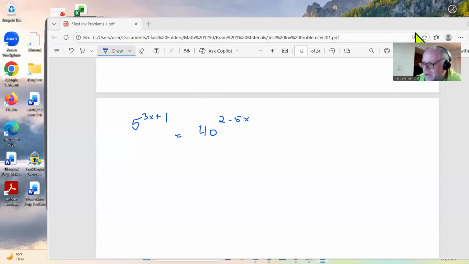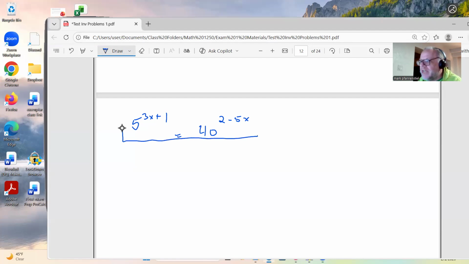All right, good evening. We are working on pre-calculus, and we have an exponential equation here. This is a pretty standard one. First thing you want to look for is to see if 5 can be expressed as a power of 40, or 40 can be expressed as a power of 5. They're multiples of each other, but they're not powers of each other. So if it was 125 or 625, that's the kind of thing we're looking for.